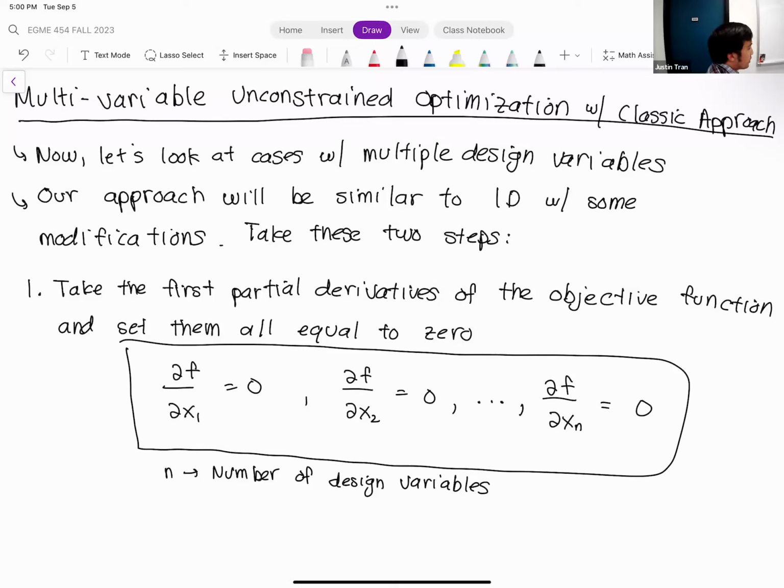All right, so of course, since we're taking multiple first order derivatives here, what we're going to get in the end is multiple equations, okay? And so we need to solve those equations simultaneously in order to solve for the values of x1 through n.